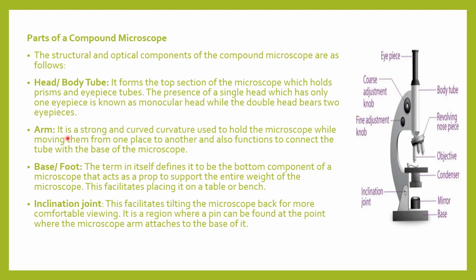Then next is the arm. It is a strong and curved structure used to hold the microscope while moving it from one place to another, and it also functions to connect the tube with the base of the microscope. As you can see, this curved part is called the arm, and this is where we hold the microscope. If you want to move the microscope from one place to another, one hand usually holds this arm, and the other hand you are supposed to hold towards the base here. Then you lift the microscope and move it from one place to another. Hence this particular region is called the arm.